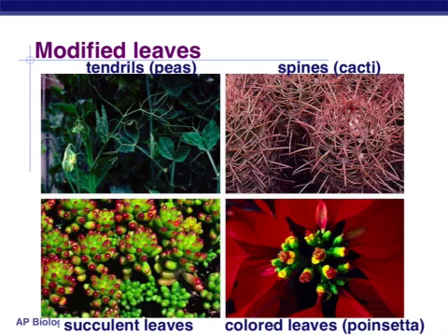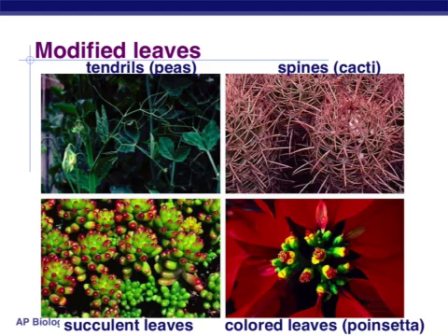Then we have succulents. These plants have evolved to store excess water in their leaves. So their leaves tend to be plumper, and they've lost some of those characteristic vein-like structures that we normally associate with leaves.